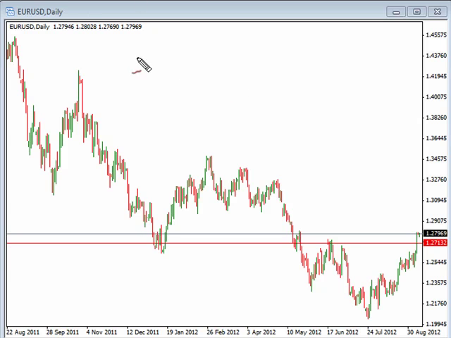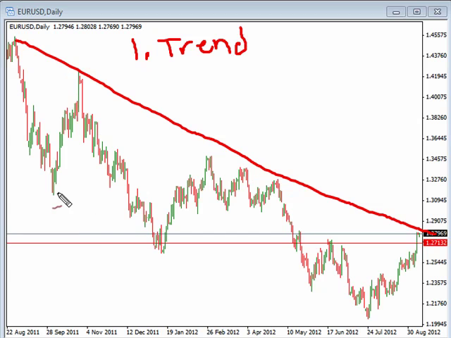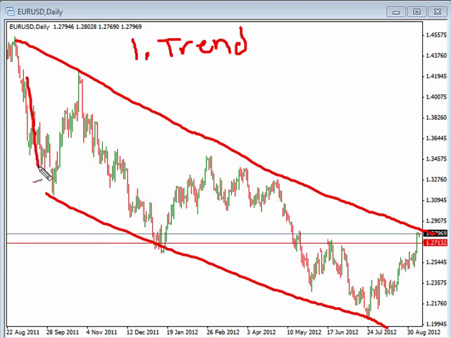Now, one of the most important things, and I'll just write this down for us, that we need to look at is we need to find the trend, meaning the direction that the price is going over the long term. In this case, we could draw a downward channel here, and we can see the price just moves in between these areas.